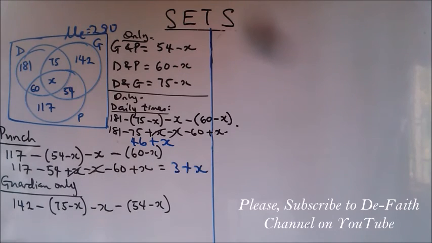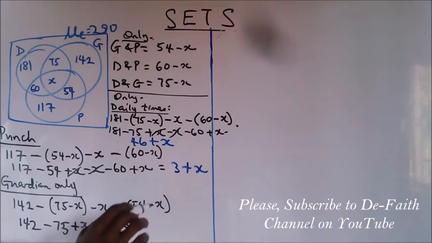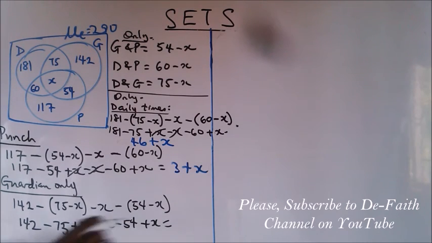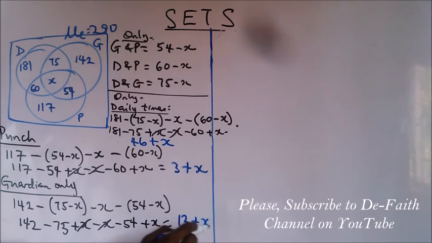Next, for Guardian only, let's bring the like terms together. We have 142 minus 75. Minus times minus gives plus x, minus x, minus 54. Minus times minus gives plus x. And so we have plus x minus x gets cancelled out. 142 minus 75 minus 54, that yields 13. And then we have plus x left here.